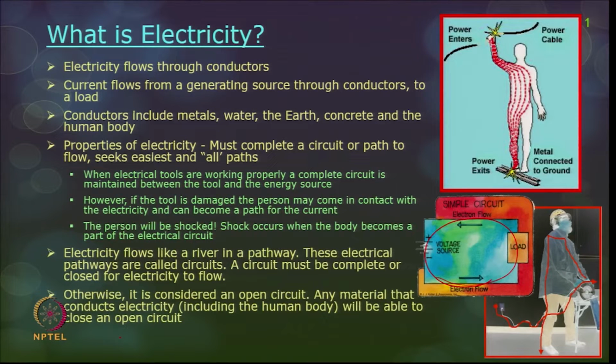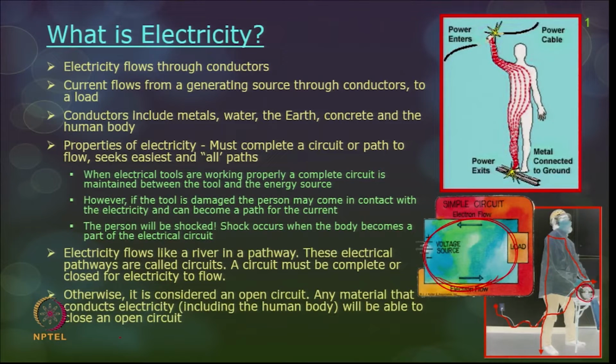Properties of electricity. Any electrical circuit should have a complete path and a complete circuit. There should be a connection and a path to flow. Whenever the connection is closed, it tries to seek all the easiest and all possible paths for the electrons to flow. When electrical tools are working properly, a complete circuit is maintained between the tool and the energy source. When this is fine, there is no problem.